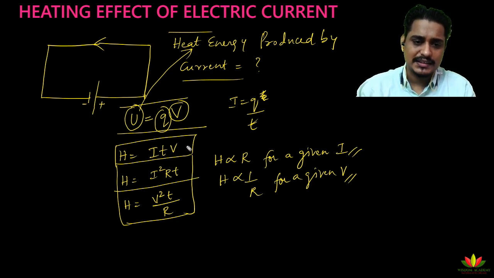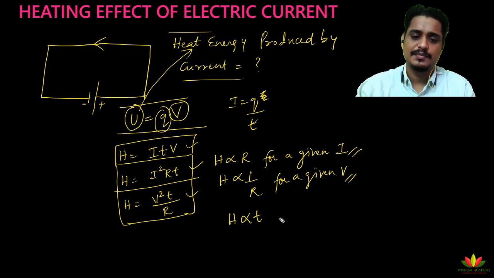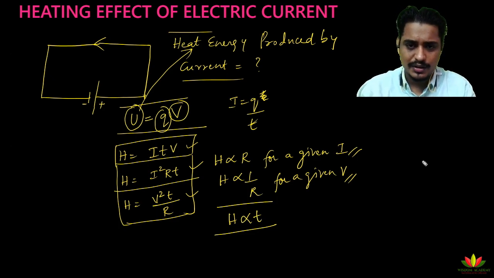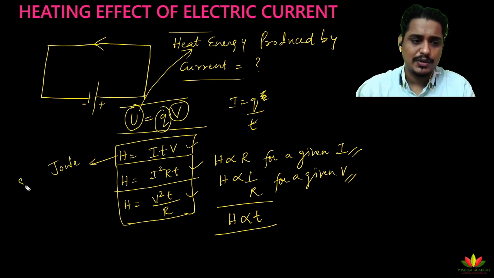And in all the three cases, heat is proportional to time, right? So whatever duration the current is passing through it, for the given potential or for the given current, it will be proportional to the time. But for a given potential, heat will be inversely proportional to resistance, and for a given current, heat will be proportional to resistance, right? So what is the SI unit of heat? It will be joules, isn't it? So joule is the SI unit of heat energy. Please make a note of this.